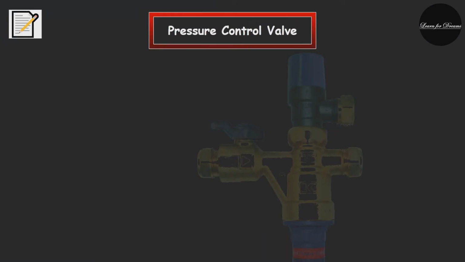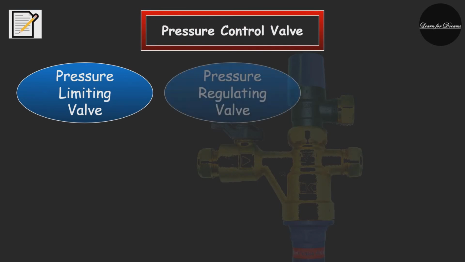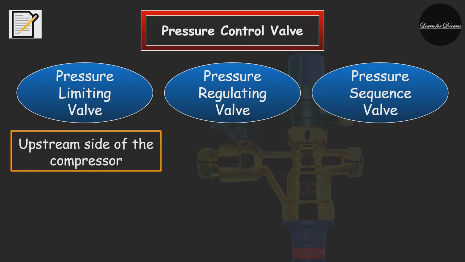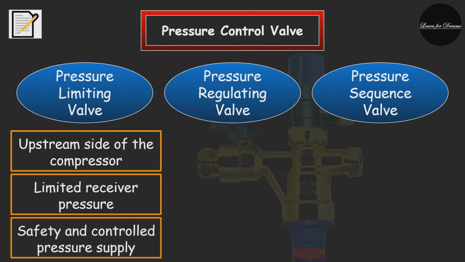Now moving towards pressure control valve. Pressure control valves are utilized in pneumatic systems. There are 3 main groups: pressure limiting valve, pressure regulating valve and pressure sequence valve. The pressure limiting valves are utilized on the upstream side of the compressor to ensure the receiver pressure is limited for safety and that the supply pressure to the system is set to the correct pressure.